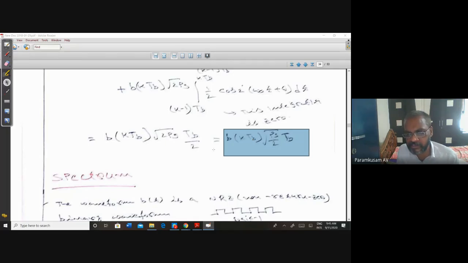So here you get either a positive voltage or a negative voltage. A positive voltage comes when the binary bit is logic 1, and a negative voltage comes when the binary bit is logic 0. Accordingly, if you get a positive voltage, you can say it is logic 1, and if you get a negative voltage, it is logic 0. Okay, so this is about the binary phase shift keying signal.